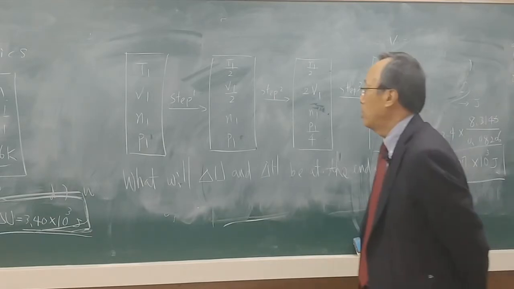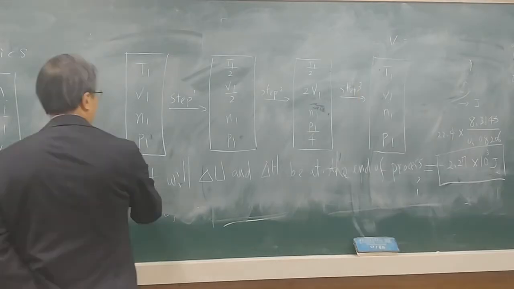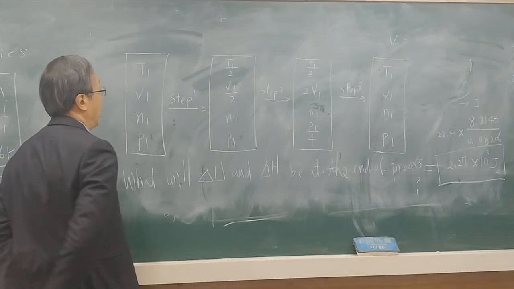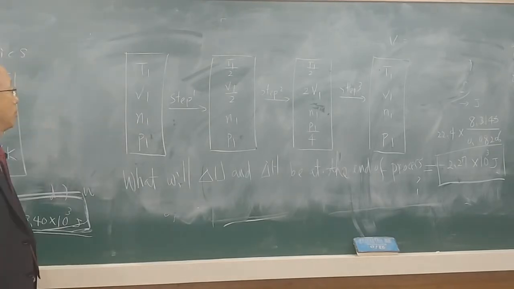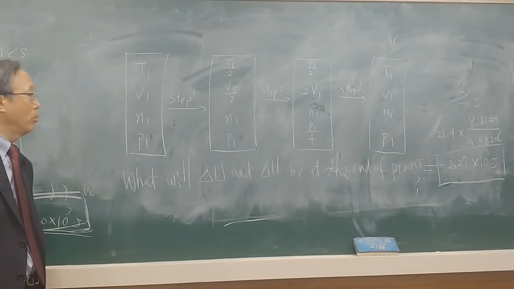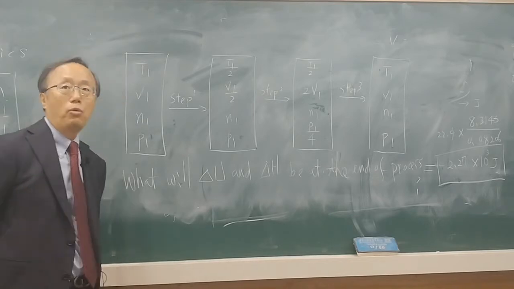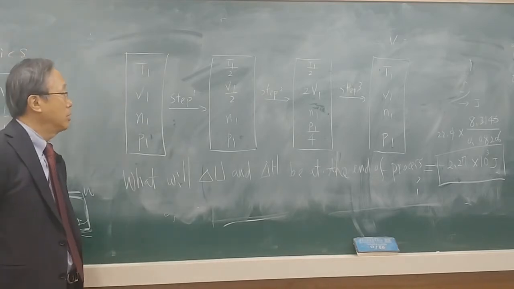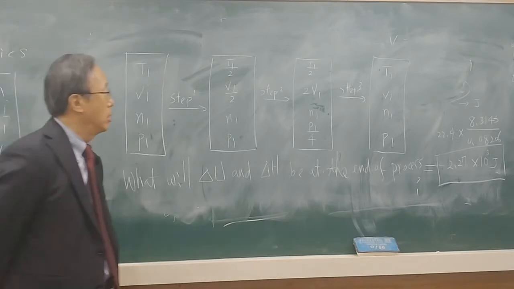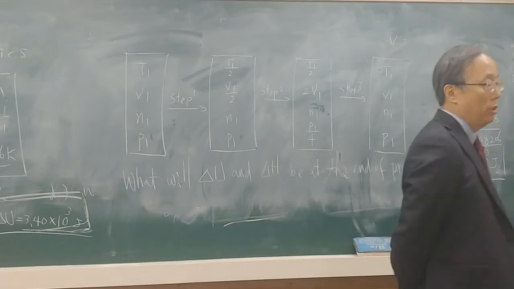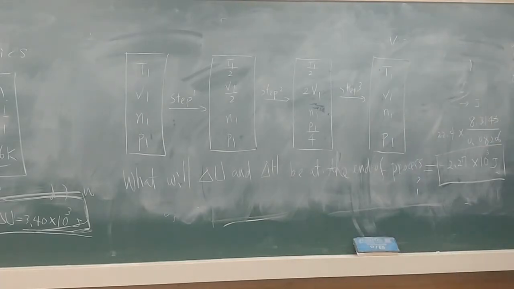Initial T1, V1, N1, P1 state. In step 1, the temperature is half, volume is half, and pressure and mole number are the same. In step 2, the temperature is the same, volume is fourfold increased, N1 the same, pressure is fourfold decreased. In step 3, temperature is twofold increased, volume twofold decreased, N1 the same, pressure fourfold increased. So in the whole process, what will delta U and delta H be? What do you think?